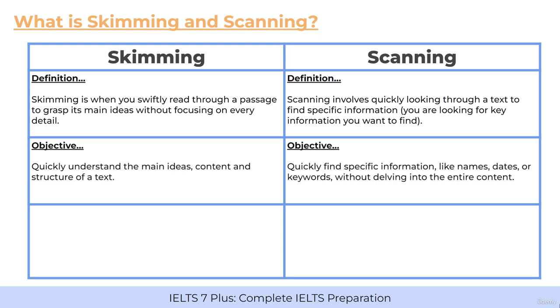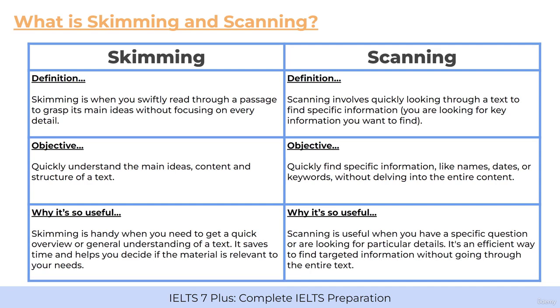Okay, the objective of skimming is to quickly get some understanding of the main ideas, content, and structure of the text. It's not a deep comprehension, but it's a pretty quick but good understanding of main ideas and content. Whereas with scanning, the objective is to quickly find key information like names, dates, keywords, without having to read the entire text. Objective of skimming, some comprehension, but very quickly get that comprehension. Objective of scanning, locate key information really quickly.